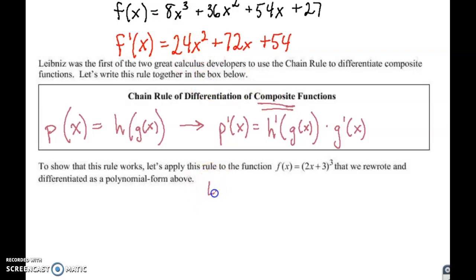So look for an inner function. And usually what you're looking for are parentheses. Usually, not always, but usually. So as I look at this problem, my inner function is the 2x plus 3, and my outer function is the cubed. So what you need to do is take the derivative, this is sort of like a step-by-step process, take the derivative of the outer.